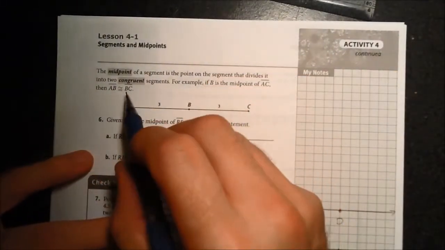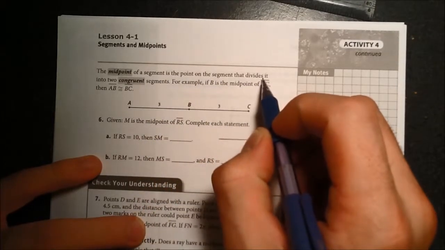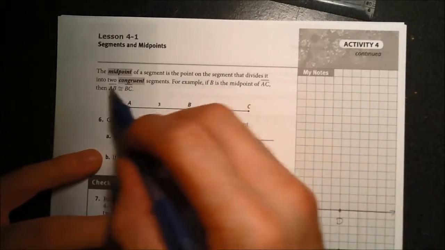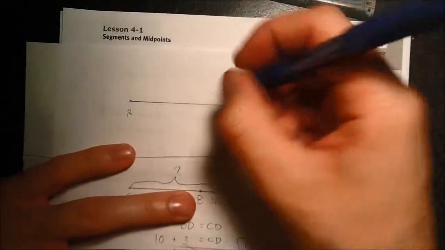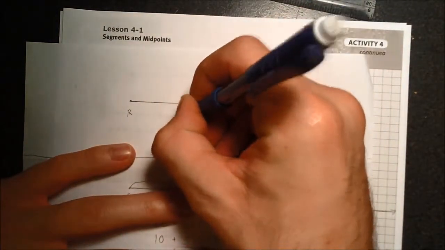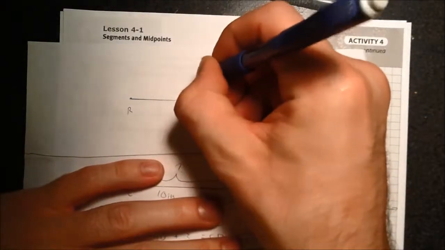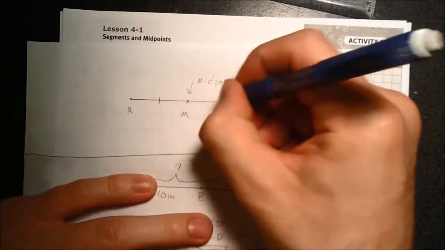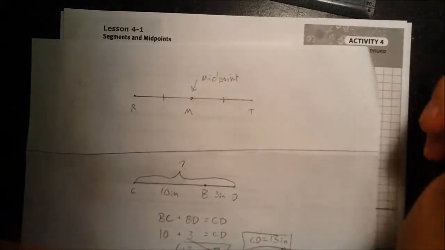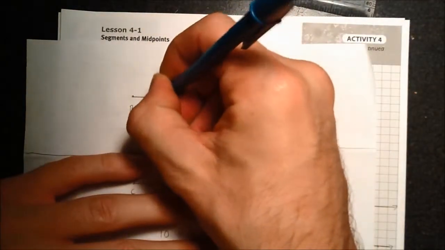The next thing, on page 41, it brings up a couple of new terms. It says the midpoint of a segment is the point on the segment that divides it, referring to the original segment, into two congruent segments. So if I've got this segment RT, and I have the midpoint, I'm going to call it M, the midpoint. If I know that that is the midpoint, then that means it is dividing this whole thing, segment RT, into two congruent parts.